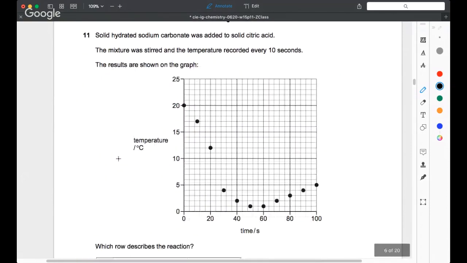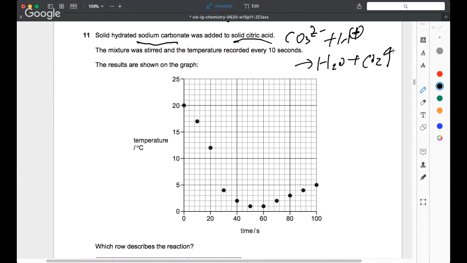Okay, so question 11. As we can immediately see here, the reaction is between sodium carbonate and citric acid. So the reaction is between the carbonate anion and the hydrogen cation, and it gives you water and carbon dioxide. We know the carbonate ion is basic, and this is obviously an acid. A reaction between a base and an acid, we call a neutralization reaction.